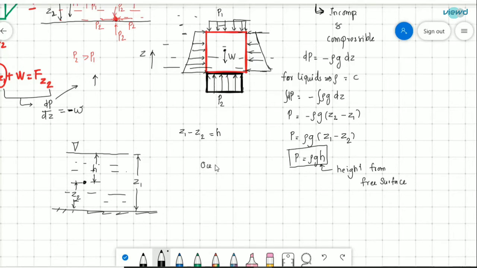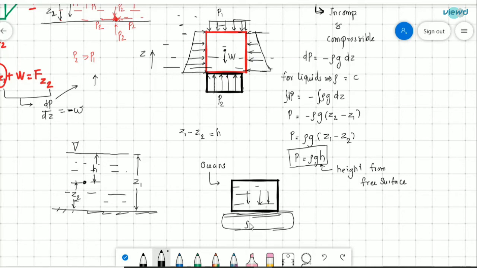But in oceans or seas, there will be much deeper fluid. So as we go deep, the total weight on the fluid layers will be increasing. That's why the pressure will be increasing. That's what we have seen here. But in oceans, due to very high pressures, the downside layers are more compressed, and due to this, the density will be more in the downside layers.